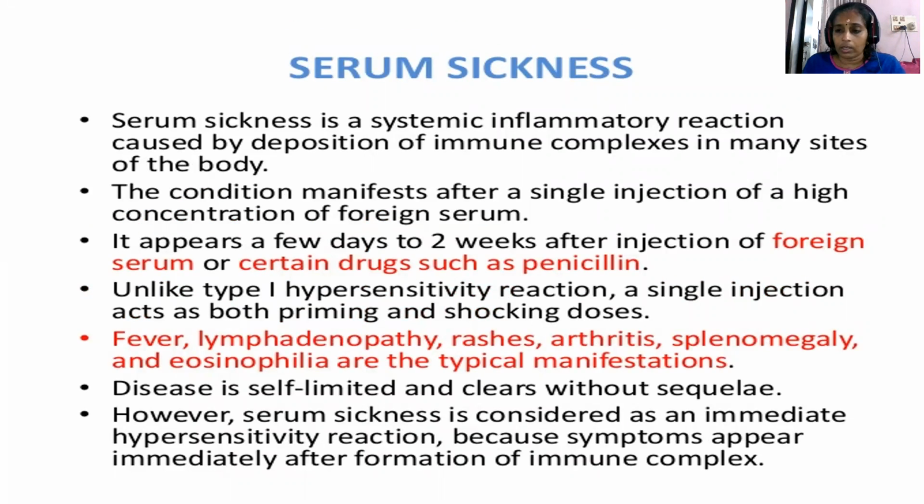Another example of a type 3 reaction is serum sickness, a systemic inflammatory reaction caused by the deposition of immune complexes in our body. This condition manifests after a single injection of a high concentration of foreign serum. It appears within 2 to 3 days, like after injection of foreign serum or certain drugs like penicillin. So the single injection acts as both the priming and the shocking dose.